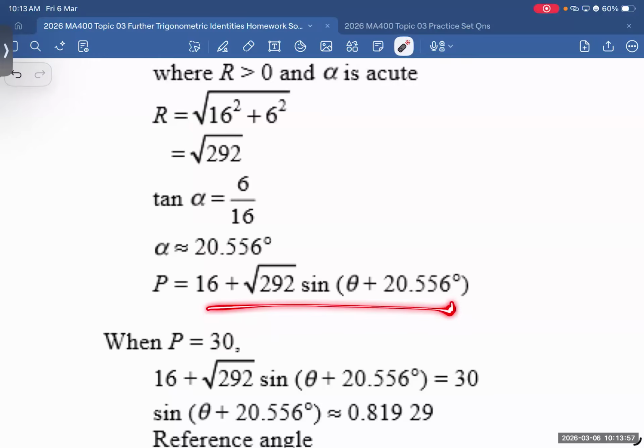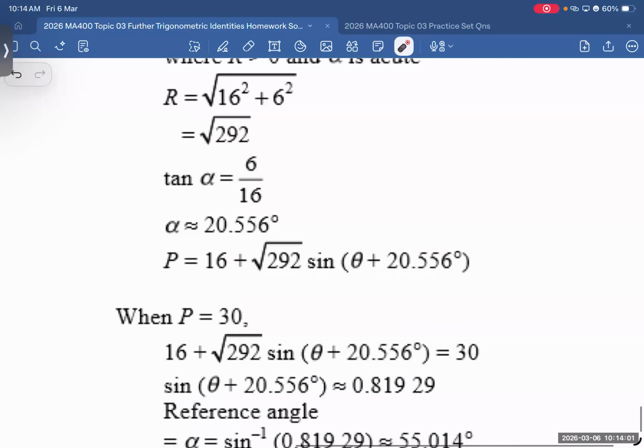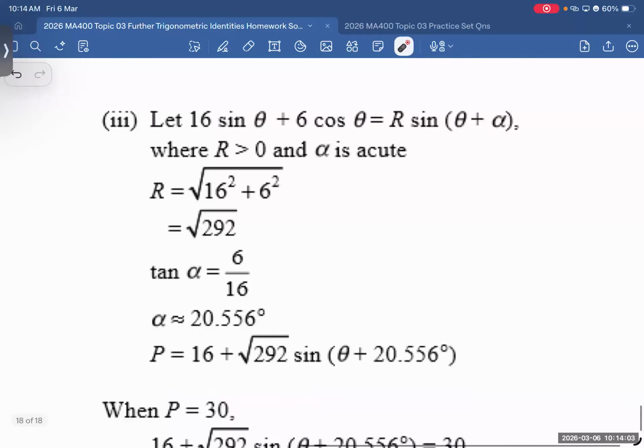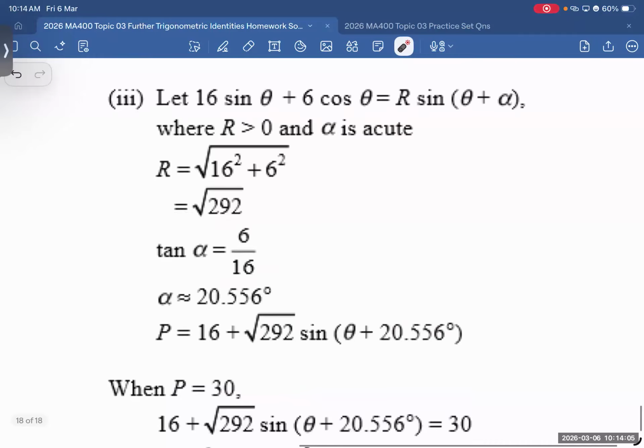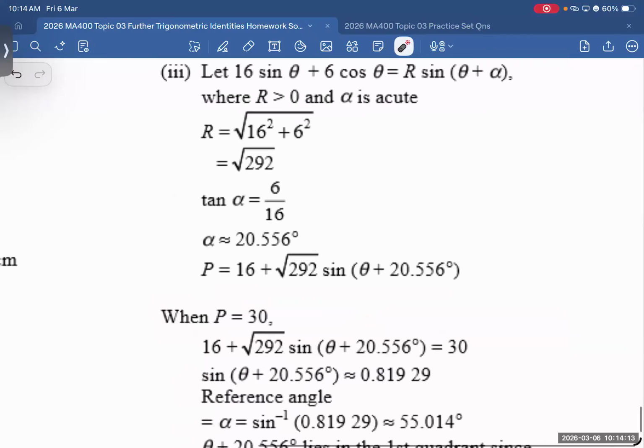Everyone seems to be okay. Anyone got issue with the question? Yes, sir, which part? Part 3, first part, second part? Do you manage to get the R formula for part 3? You will need to formulate the R formula in order to solve, otherwise you will get stuck.